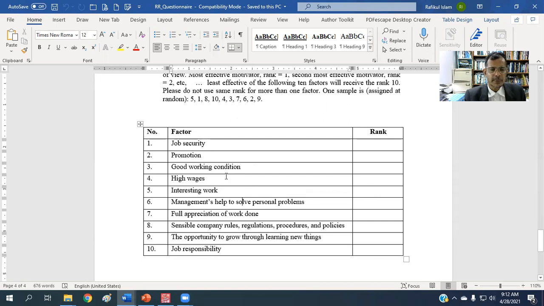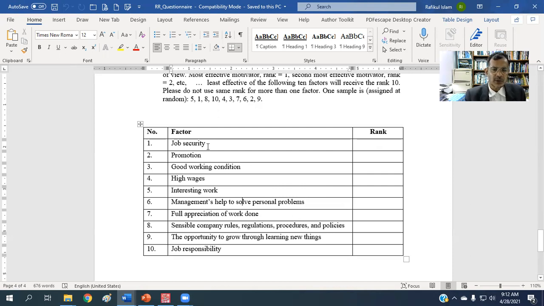If the factor is highly effective for them, the most effective for them, then the rank should be 1. The second most effective or appealing to them should be rank 2, and then rank 3, rank 4. The least among the 10 should be rank 10. So in this case, the way we ask the question, the lower the rank, the higher the preference. Just like that, for job security or promotion, if job security is the most effective, then the rank should be 1, and then 2, then 3, like that. So the lower the rank, the higher the preference.